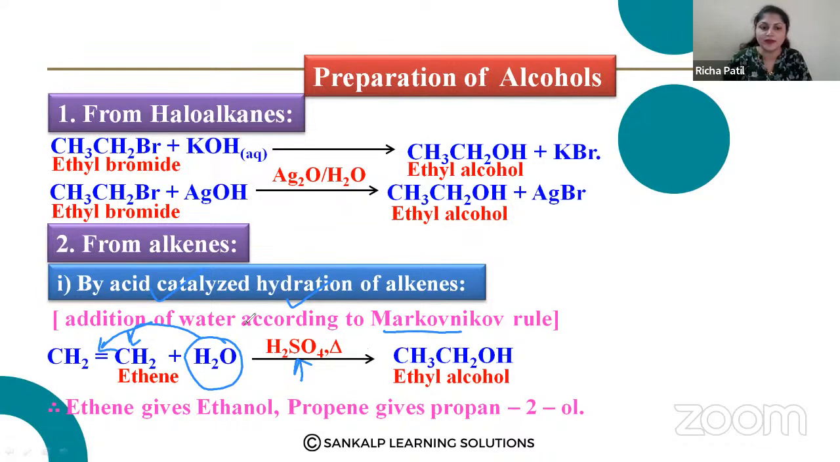You are going to heat it. Okay. So what you do, take ethene, react it with water in the presence of H2SO4, heat the mixture. What you get is ethyl alcohol.